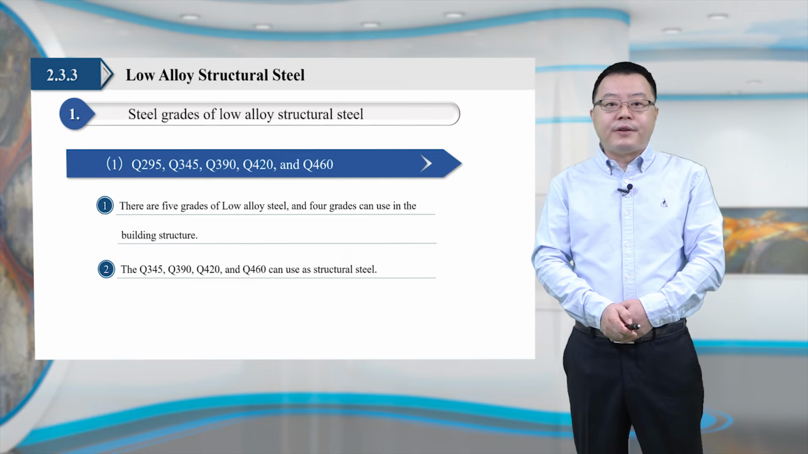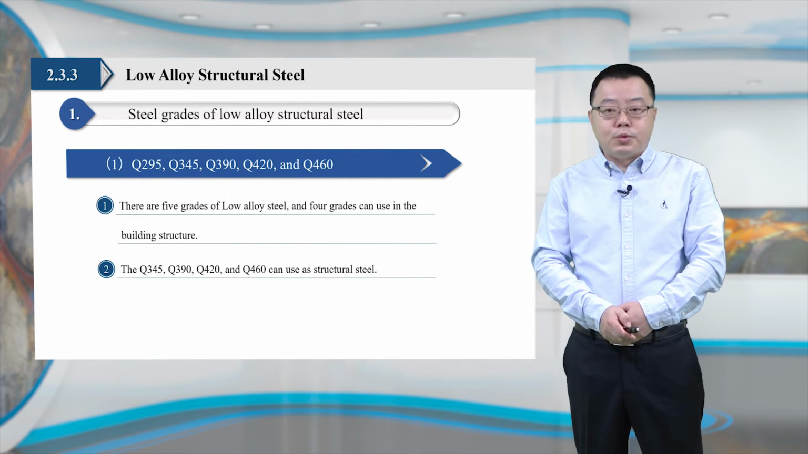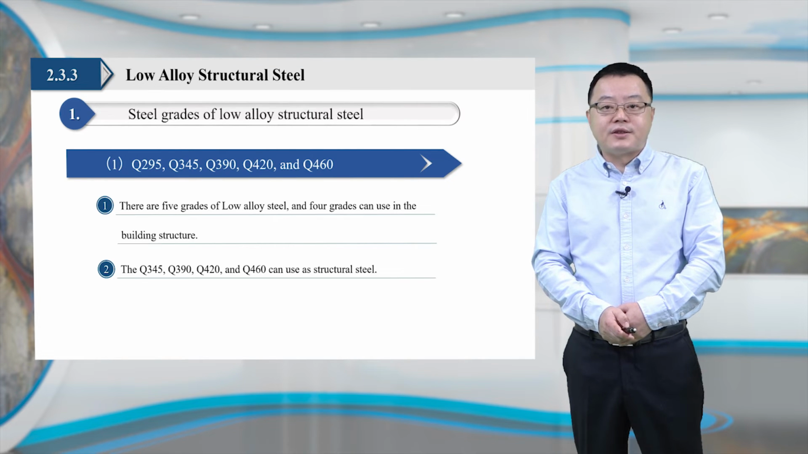There are 5 grades of low alloy steel: Q295, Q345, Q390, Q420, and Q460, and the last 4 grades of steel can be used in the building structure as the structural steel.